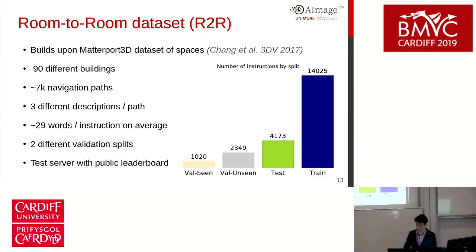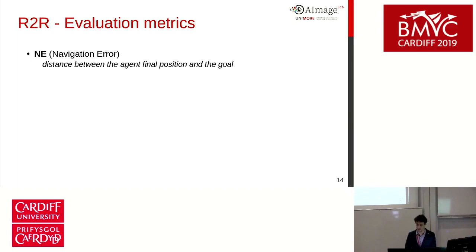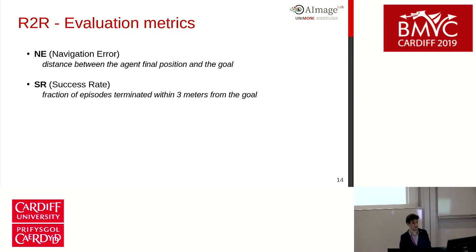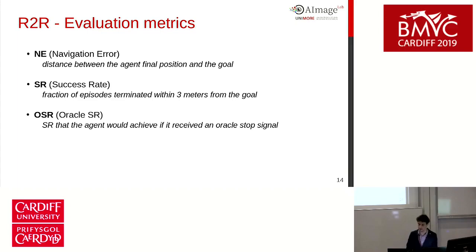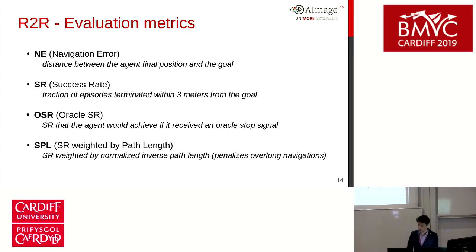The evaluation metrics are the navigation error, which is the mean distance between the agent's final position and the goal; the success rate, which is the fraction of episodes terminated within a certain threshold from the goal; the Oracle success rate, which is greater than or equal to the success rate, and is the success rate that the agent would achieve if it received an Oracle stop signal along its trajectory, so at the closest point of its trajectory it receives a stop; and then the SPL, which is the success rate weighted by the normalized path length, which means that if we have explored too much of the environment or haven't followed the instruction carefully, we are penalized.